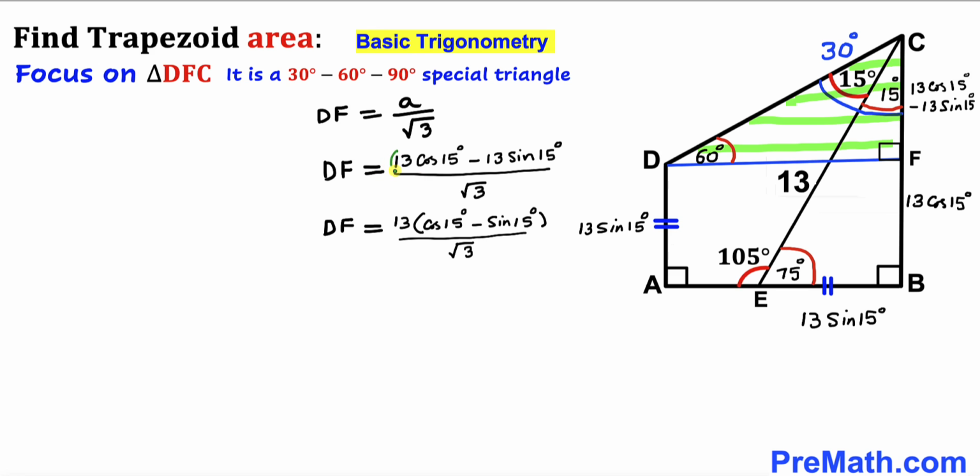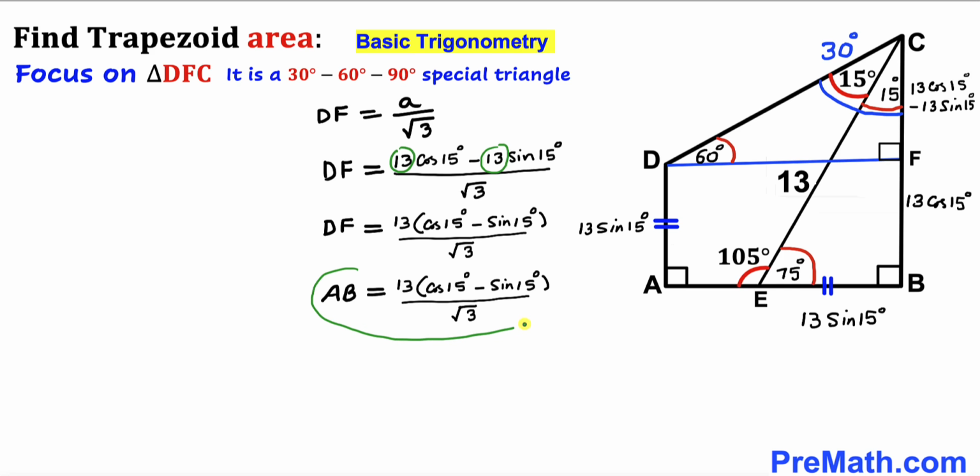And now since 13 is common in between these two terms, I factor that 13 outside. And now let's make an observation. We can see that this DF length is equal to this AB length. So therefore our AB side length turns out to be 13 times cosine of 15 degrees minus sine of 15 degrees divided by square root of 3.